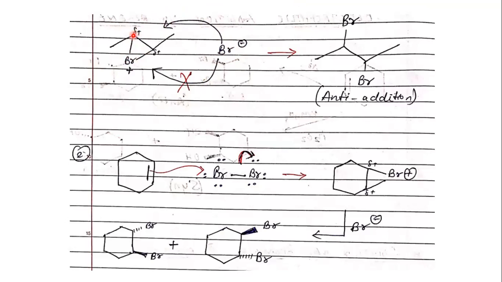It can attack either this carbon or this carbon, whichever carbon it attacks, leading to the formation of an anti-addition. I have not shown here the configuration, but if this is a wedge, this will be a dash. If this is a dash, this will be a wedge. So if your Br was at the bottom of the page, your Br minus is going to attack from the top of the page. That is how you are going to get an anti-addition that is being formed here.